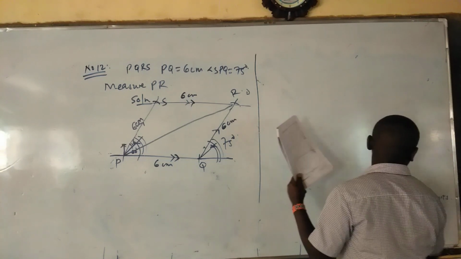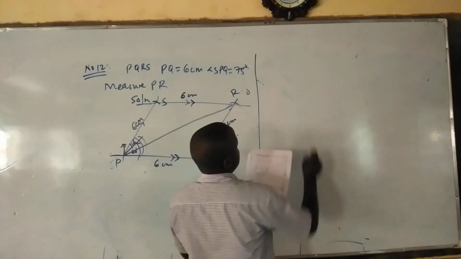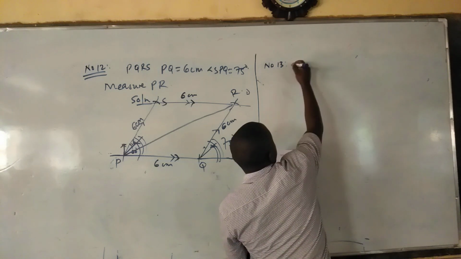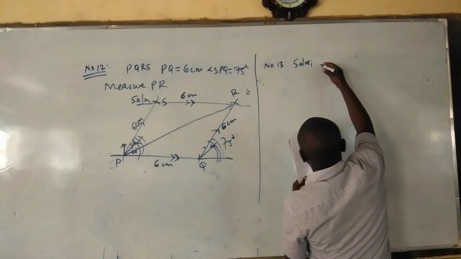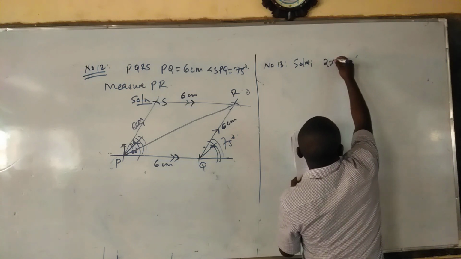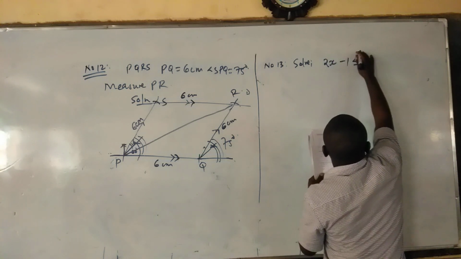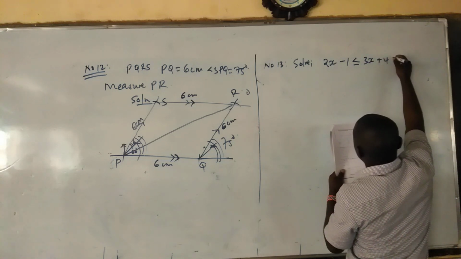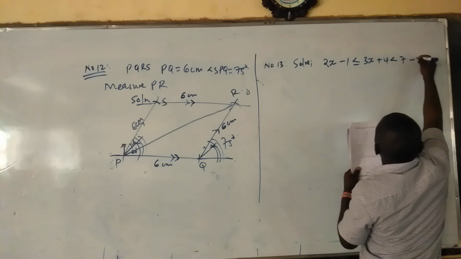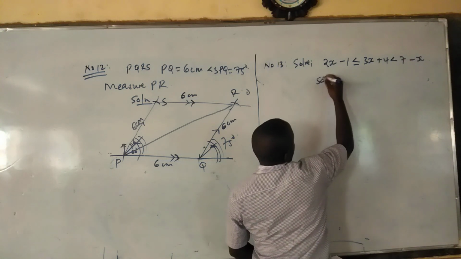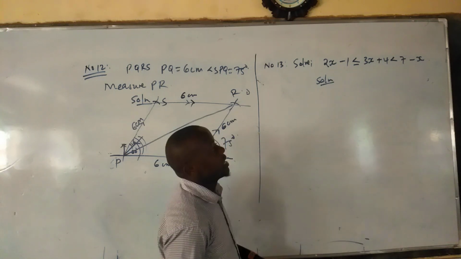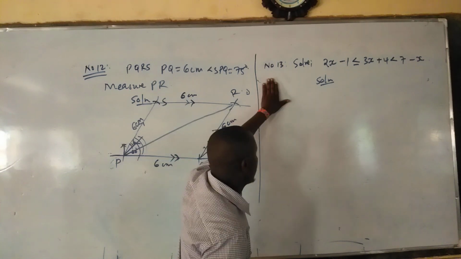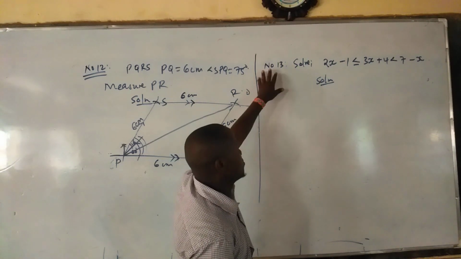Number 13. Solve the inequality 2x minus 1 less than or equal to 3x plus 4 less than 7 minus x. Therefore, how we solve these linear inequalities is that we split them into two and we solve them simultaneously.